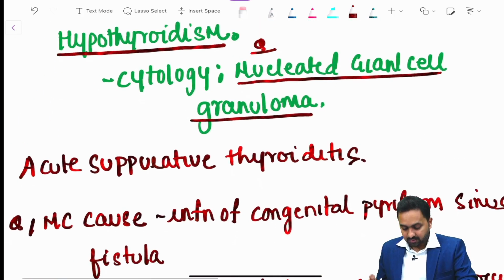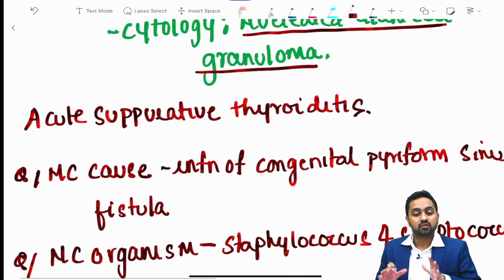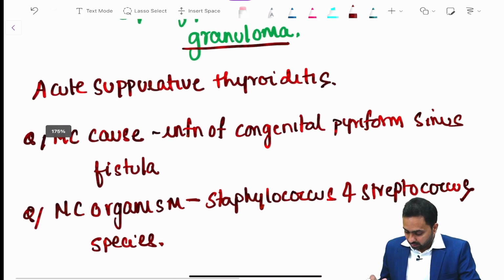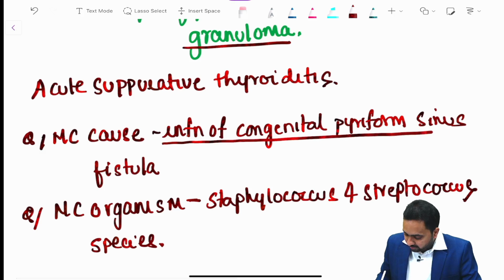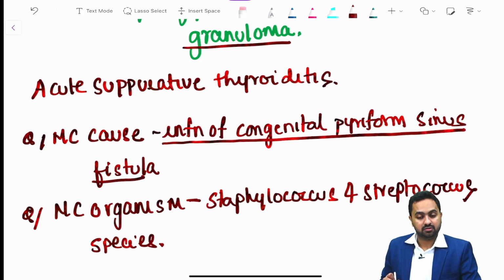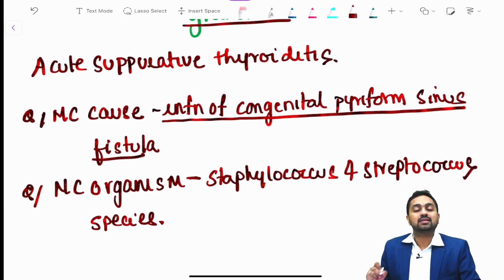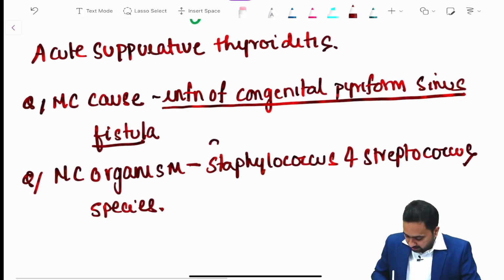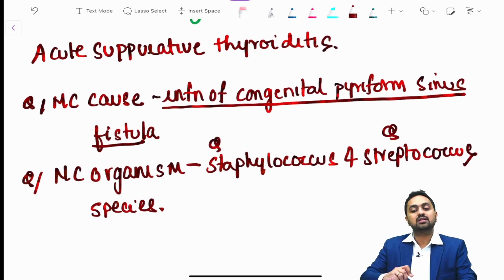And then the last form of thyroiditis is acute suppurative thyroiditis, the most common cause being infection of a congenital pyriform sinus fistula, and the most common organisms implicated in it are Staphylococcus and Streptococcus species.